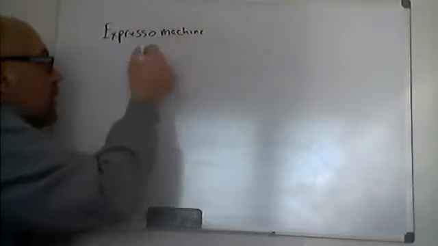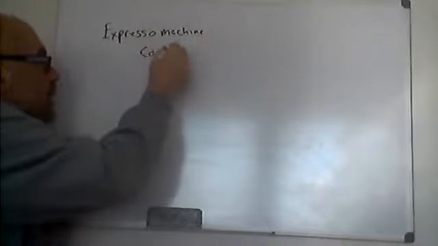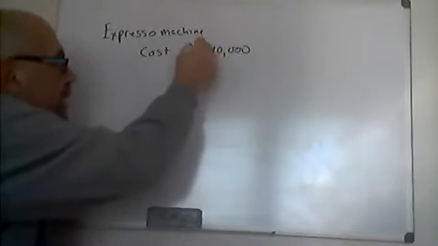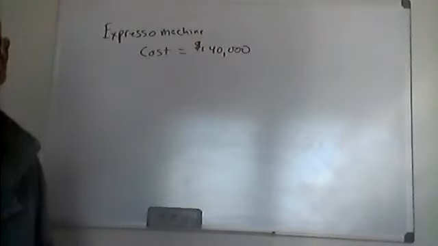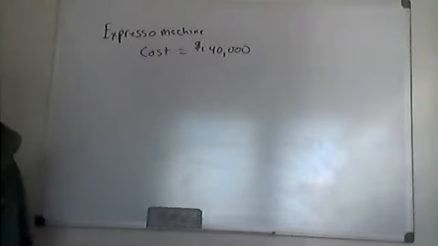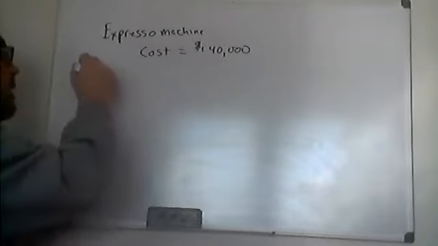So a simple example from your slide, okay? A coffee company is going to buy an espresso machine. The cost equals $140,000 to buy this machine. Okay. Management requires a 5-year payback period.